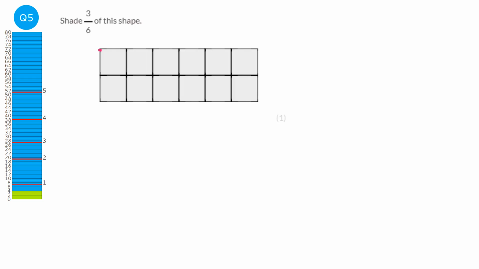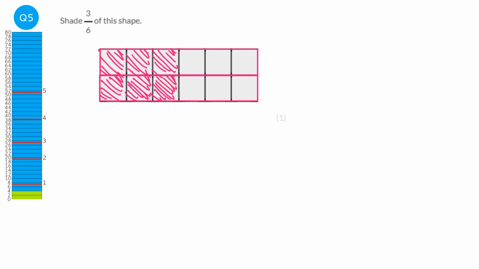If I split this shape into two sets of 6 blocks, when we're asked to shade in 3/6, for each one of those sets of blocks, I'm going to shade in 3 of the 6. So that's 3 for the first set, and this is 3 for the second set.